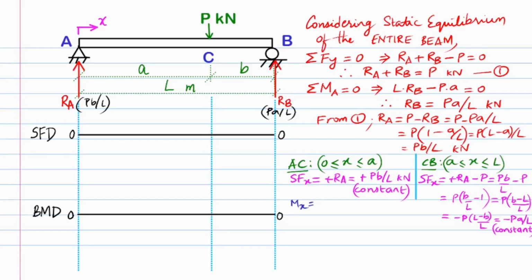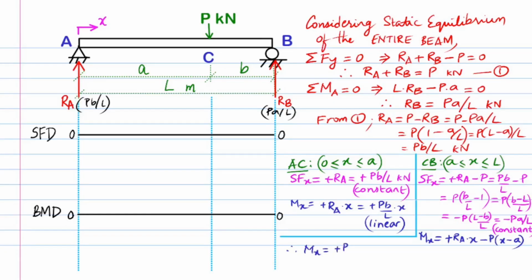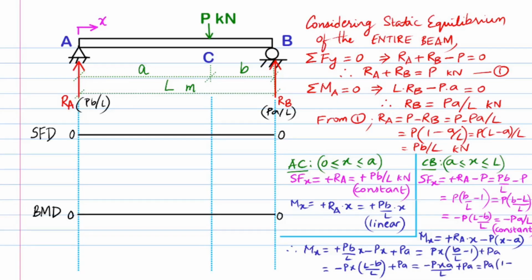The bending moment at x for region AC is written as plus P times B over L times x, which varies linearly over the length. For region CB, bending moment at x equals plus P times B over L times x minus P times (x minus A), which can be simplified further as shown, and equals P times A times (1 minus x over L) and is found to be linear with respect to x.